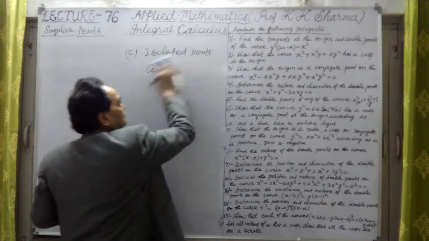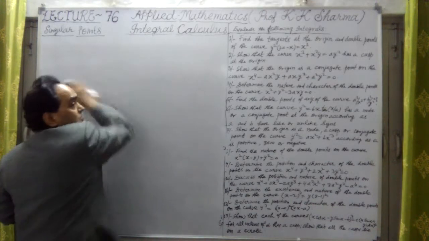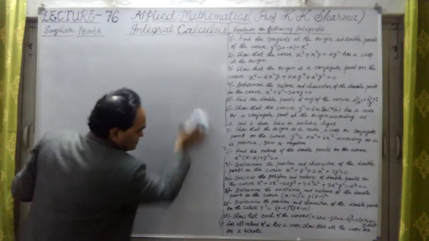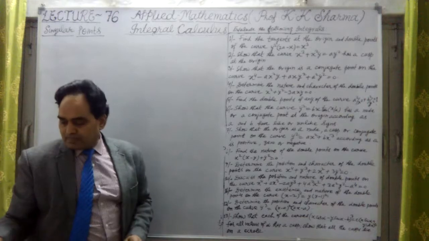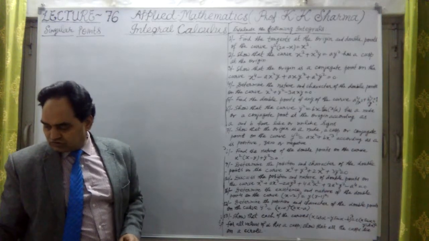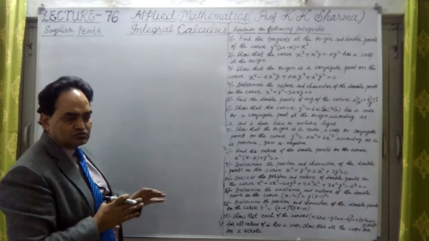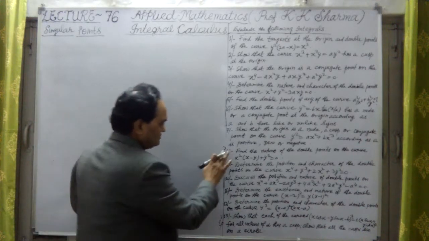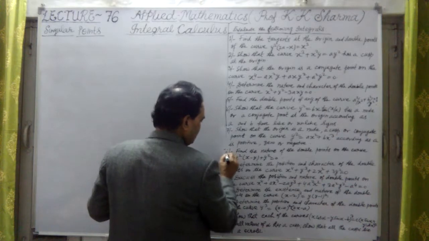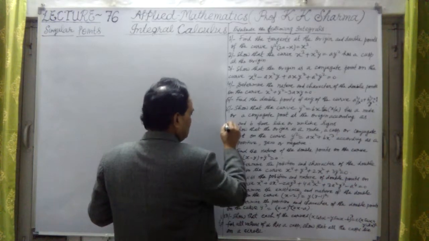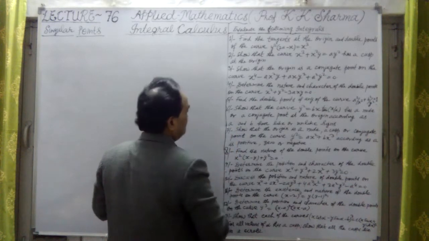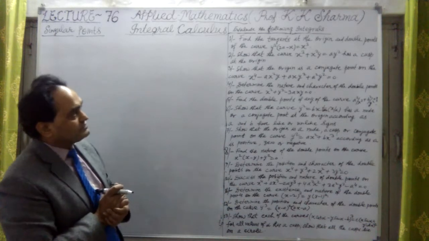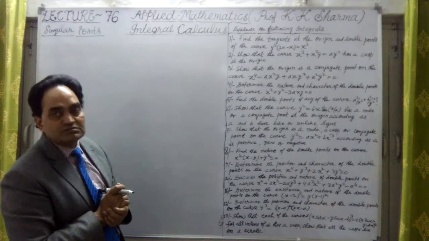Let me now take these questions one by one. Okay, so what are these questions here? First of all, we have talked about cusp, nodes, varieties of cusp, double points, how to find out tangents upon these. Now let me take the first question. Find the tangents at the origin and double points of the curve.